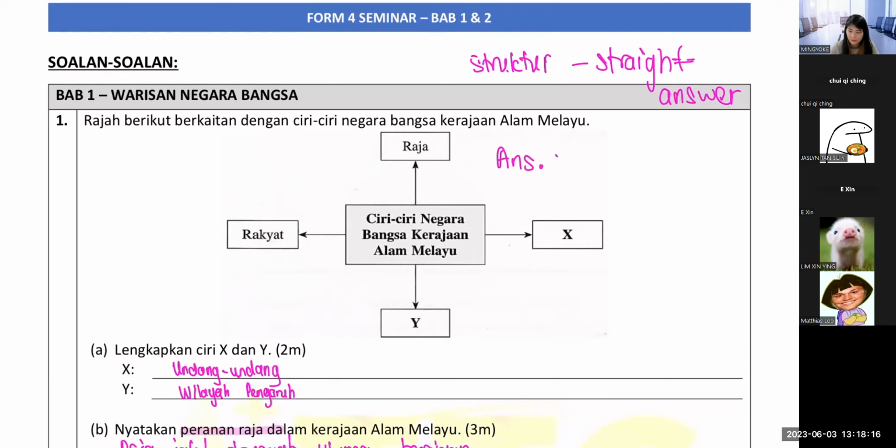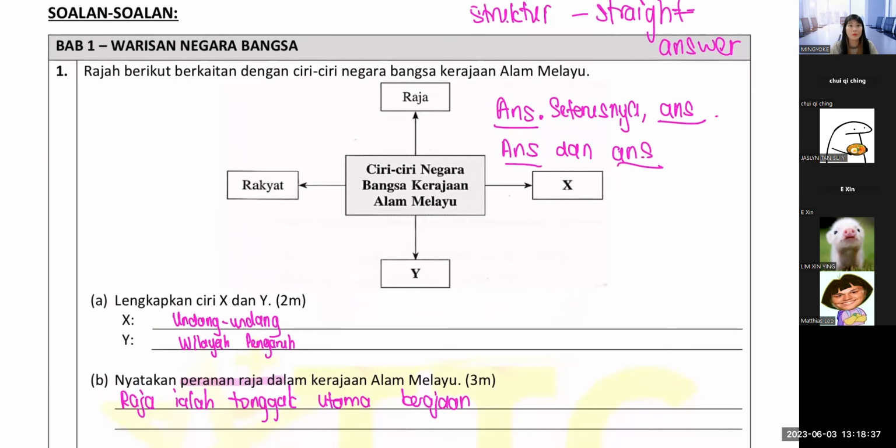Okay? And when you straight answer, what you need to do is answer, full stop. Then seterusnya, penanda wacana, answer, full stop. You can write penanda wacana, answer, full stop, answer, full stop. Or you can write kata hubung, answer, dan answer. Okay? So for structure, it's straightforward.